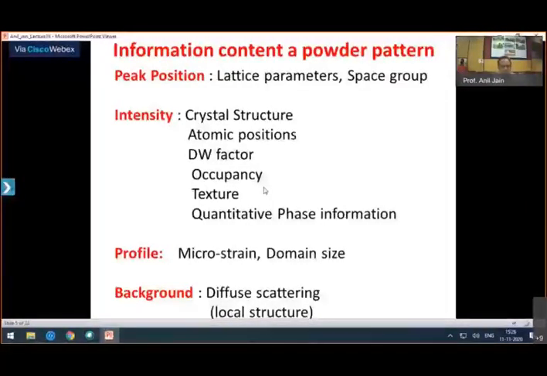And moreover, between the peaks or below the peaks, you have background. This background can provide information about the diffuse scattering. It can provide information about the local structure. So this is the information which lies in your powder diffraction pattern.